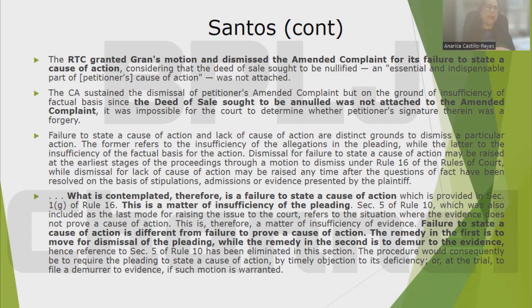Okay. On the other hand, lack of cause of action is a matter of evidence. So you don't only rely on the pleading itself, but you also consider the evidence presented by the plaintiff. If based on the evidence presented by the plaintiff there was lack of cause of action, he failed to sufficiently substantiate his cause of action, then it may be a basis for a demurrer to evidence that standing alone, the evidence presented by the plaintiff would not be sufficient to grant the relief prayed for.